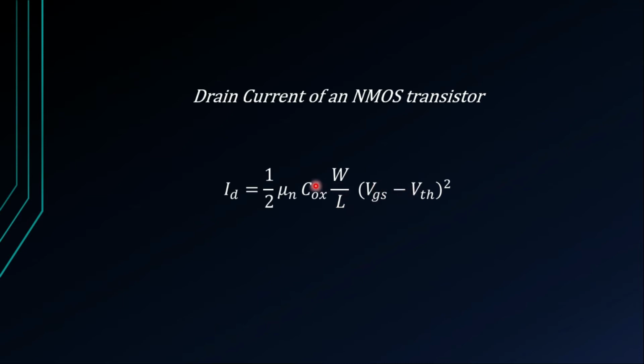We have discussed in our previous videos how to increase Cox and why high K and low K dielectrics are used in advanced technology nodes. So finally one thing is left, which is mu n, the mobility of either electron or hole. If we increase the mobility, we increase drive strength, which in turn increases the speed of performance of the chip.